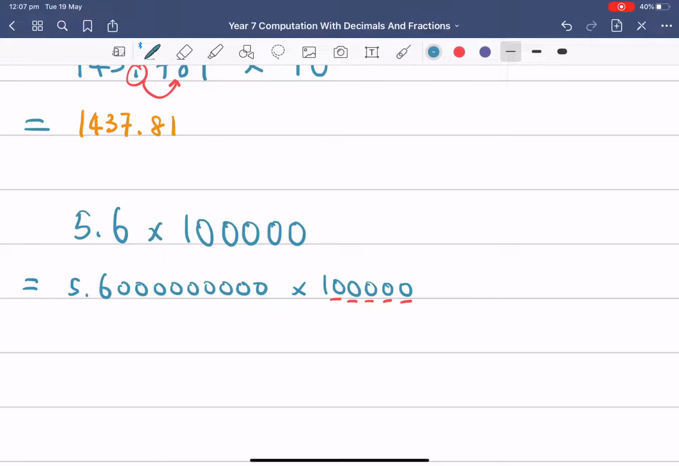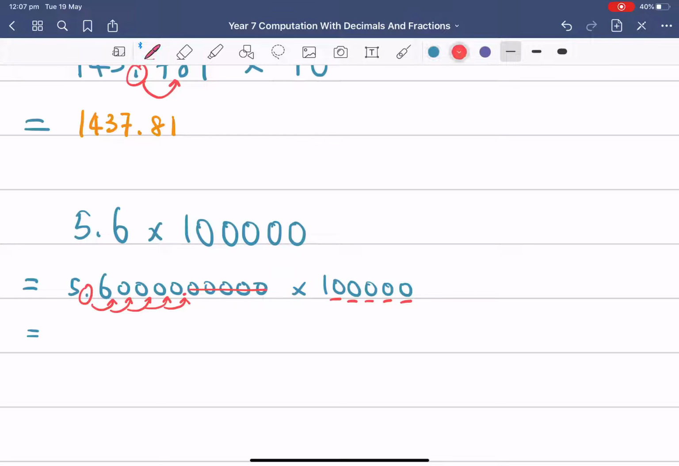So if we move the decimal point 5 places to the right, we've got 1, 2, 3, 4, 5. And that will be the new decimal point. With all the zeros at the end, you can just cross out. You don't need those zeros, all right?